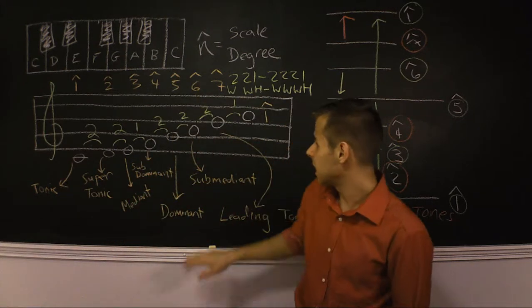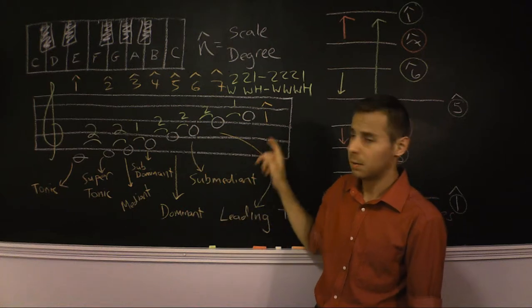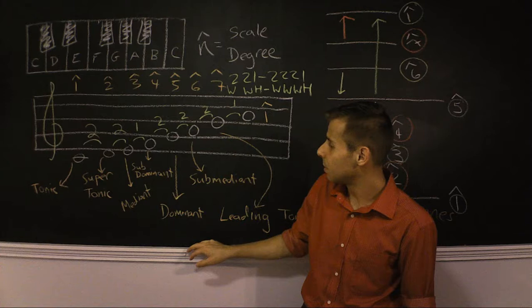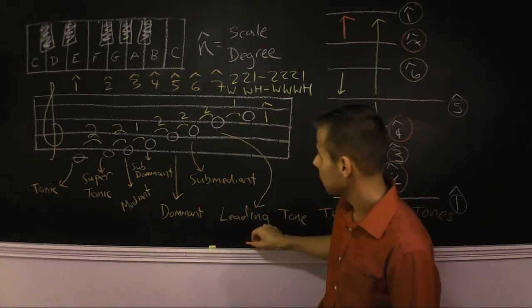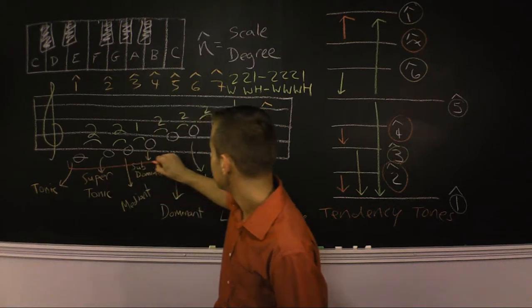Now, we can look at this another way. We have 2 half scales, and we call those tetrachords. They're 4 notes each, and I will try to highlight those for you.